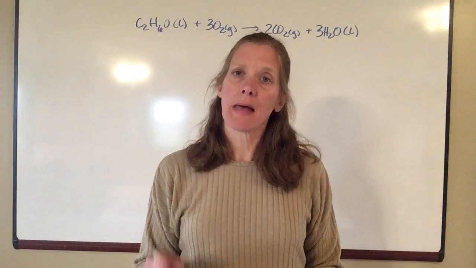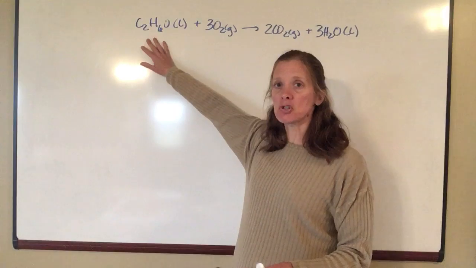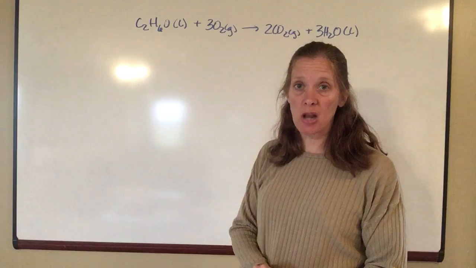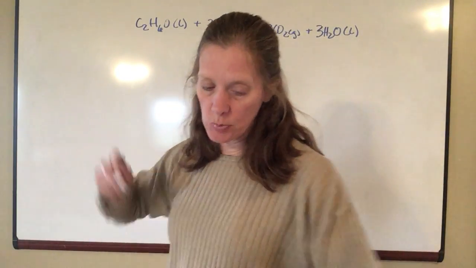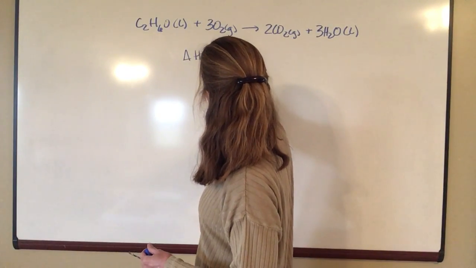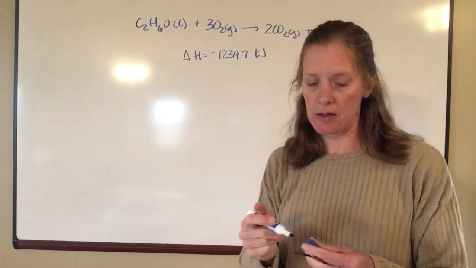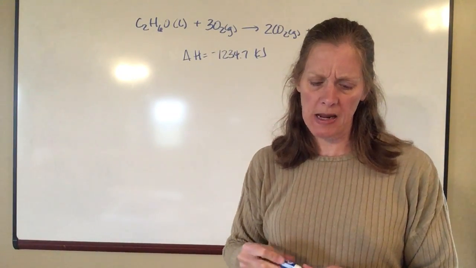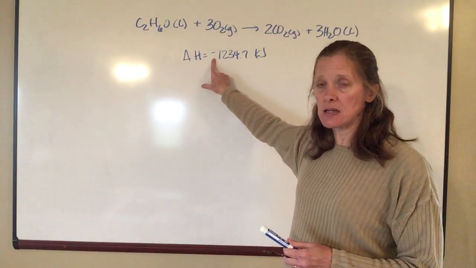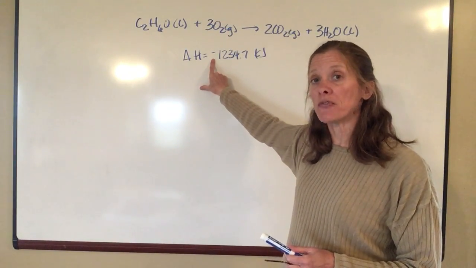In the last video, we did a problem where we had the combustion of ethanol, and we found the change in enthalpy for that reaction, and we discovered that that change in enthalpy was a negative 1234.7 kilojoules. Okay, we did that in the last one. Now, the best way to think about this is if this is negative, that means the reaction is exothermic, so that means it is giving off heat.